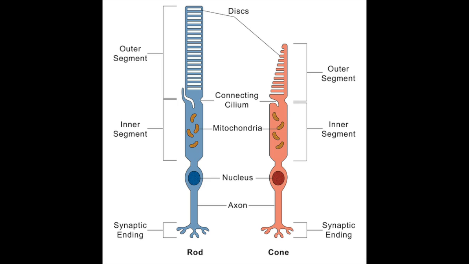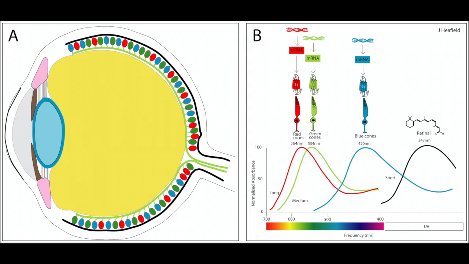Rods detect black, gray, and white colors and respond to dimmer light, whereas cones respond to brighter light and detect red, green, and blue colors. The color hue depends on the wavelength's height and intensity.